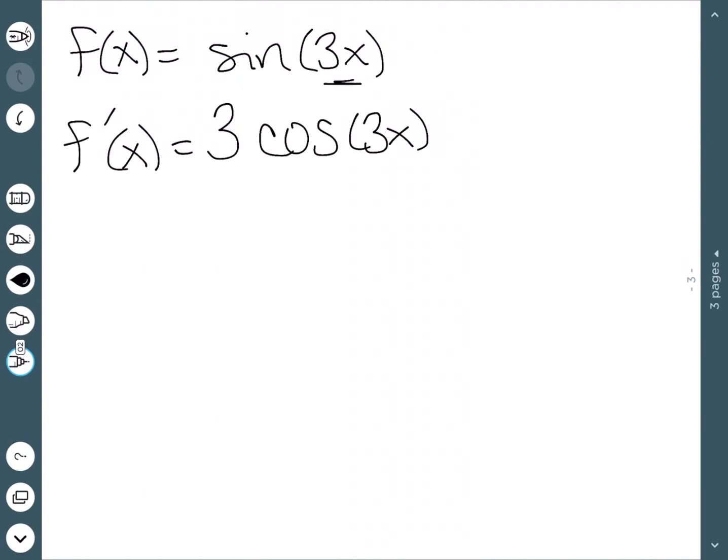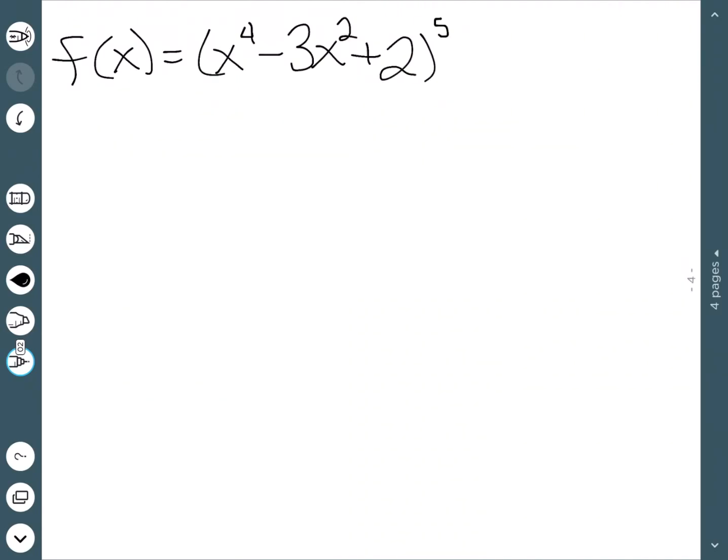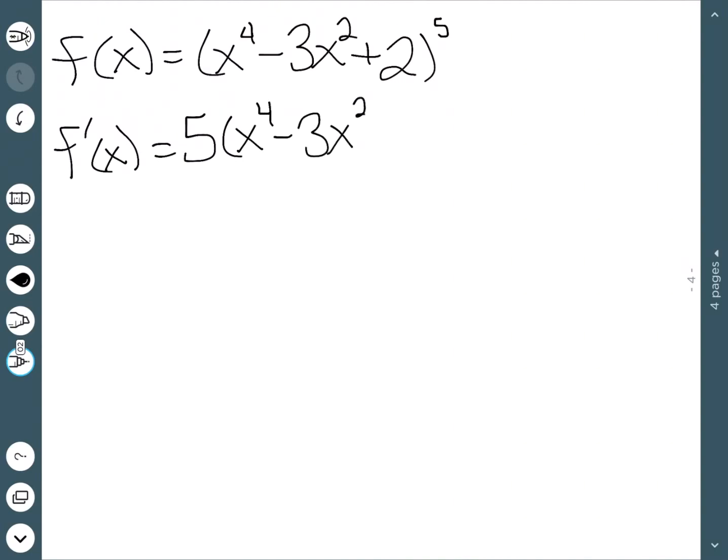Let's do an example that maybe we haven't seen before. Here I have the function x to the 4th minus 3x squared plus 2 to the 5th power, and I want to find the derivative. The chain rule says we're going to do this exactly like we would do a normal polynomial. We bring the exponent down and subtract 1. And that's our derivative of the outside part.